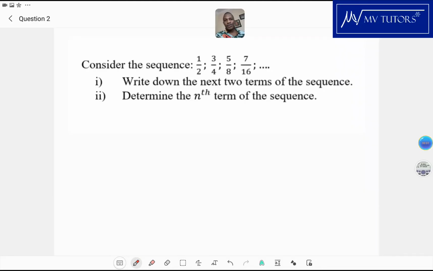Okay, so you're gonna do question 2 with me right now. Let's get right into it. Okay, welcome, by the way. All right, so consider this sequence here.